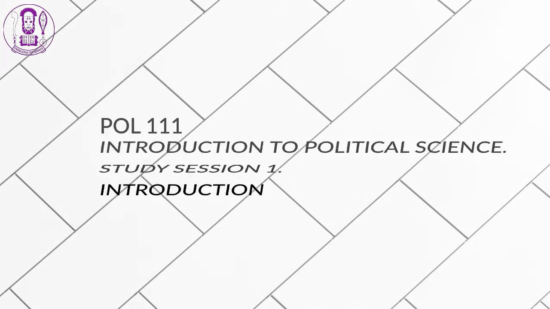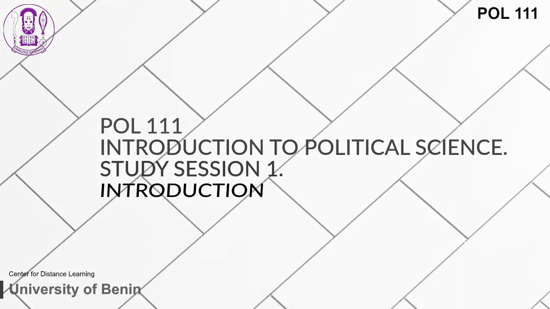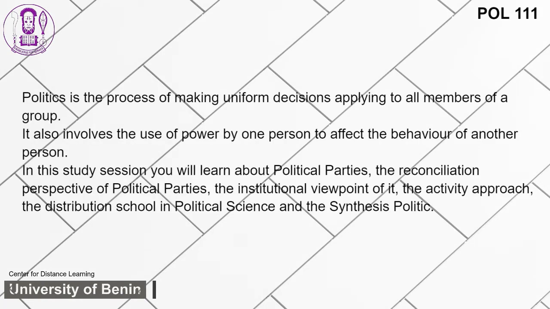POL 111. Introduction to Political Science. Study Session 1. Introduction. Politics is the process of making uniform decisions applying to all members of a group. It also involves the use of power by one person to affect the behavior of another person.